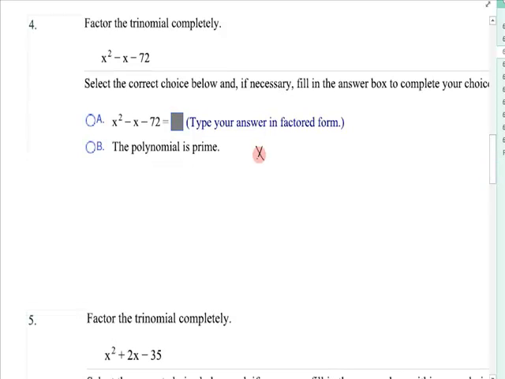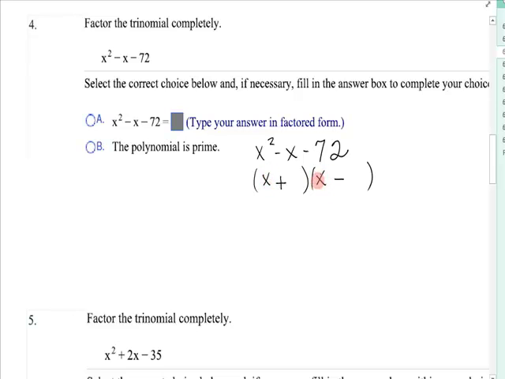Next one, I have x squared minus x minus 72. Is there a common factor? No. Because there are 3 terms, I'll go and try my trial and error. This is the first problem we've had where the last sign is negative. When the last sign is negative, you automatically have 1 plus and 1 minus. It doesn't matter where you put them. You will notice that I will always put the plus first and the minus second. That's just my habit.